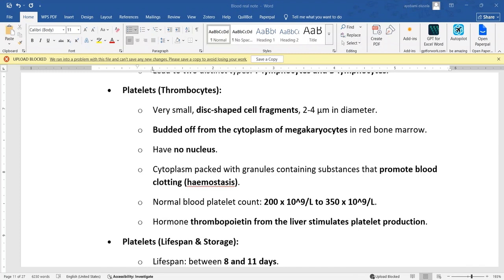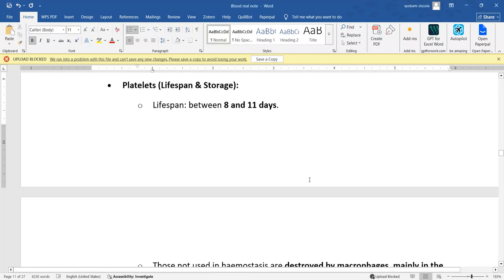So the platelets. What are the things you need to know about the platelets? Okay, now we said, for the red blood cells, which hormone stimulates the production of the red blood cells? Erythropoietin. So for thrombocytes or platelets, thrombopoietin stimulates the production of thrombocytes. Okay, and thrombopoietin is produced by the liver, unlike erythropoietin that is produced by the kidney. The lifespan of the platelet is about 8 to 11 days.